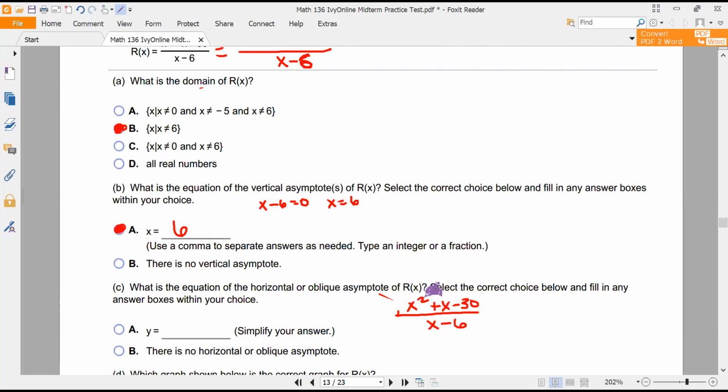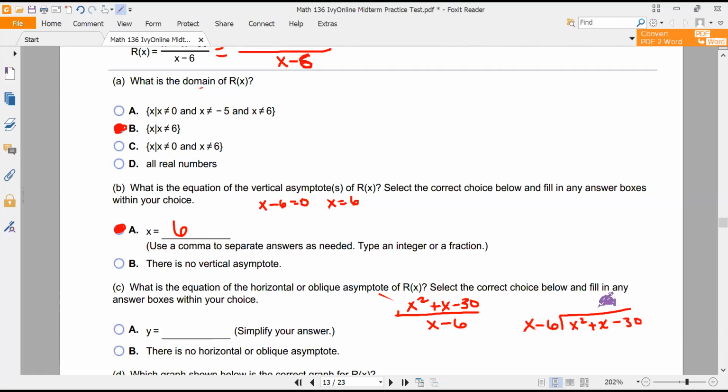If the degree on top is bigger than the degree on bottom, it is going to be oblique, and it is going to be something you have to do long division to find. If the degree on top and the degree on bottom match, it's just the leading coefficients, and it would be horizontal. If the degree on top is smaller, it's just y equals 0. So you have to check those pieces each time.